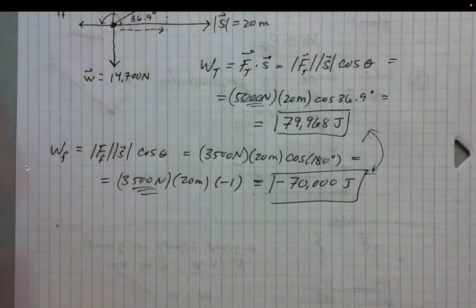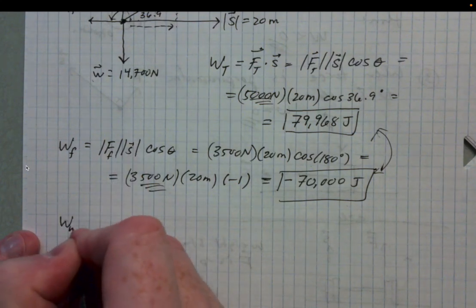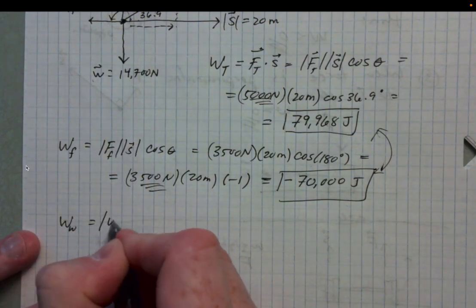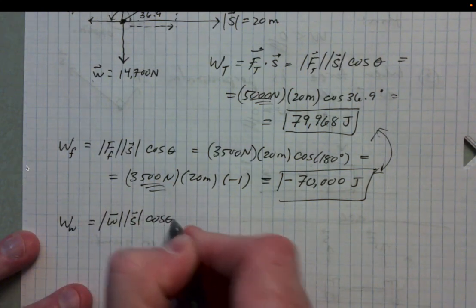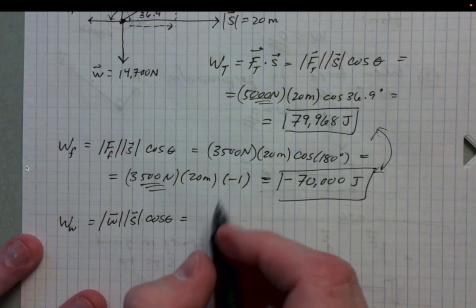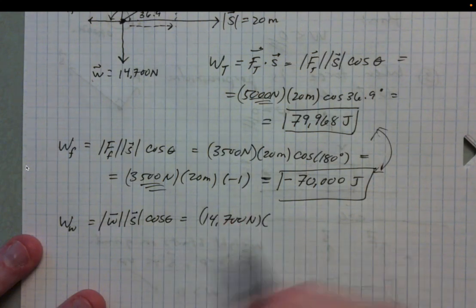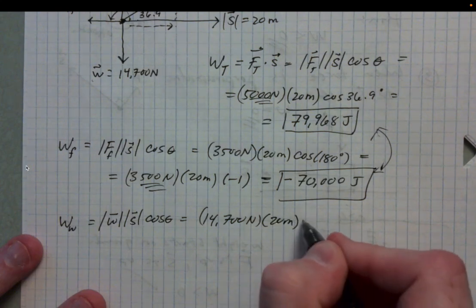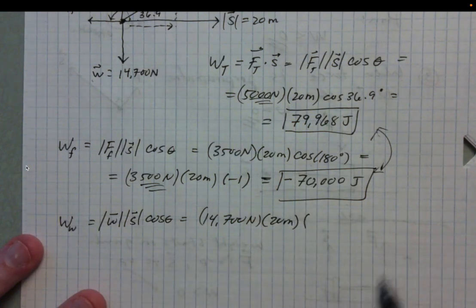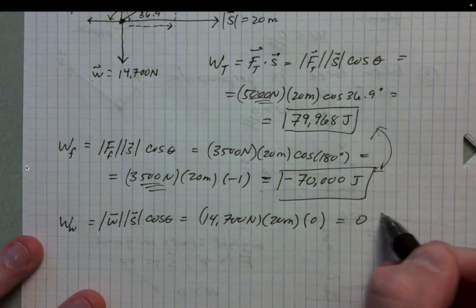What about the work done by the weight of the tractor? Okay, so I'm just going to denote that W_W here. So that is just the magnitude of the weight vector times the magnitude of the displacement times the cosine of the angle between them. And so we get what? 14,700 newtons, that's the weight, times 20 meters again. And then the cosine here is cosine of 270 degrees, right? So that is 0, right? So you get 0 joules.